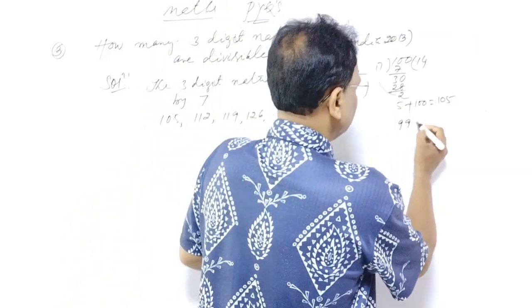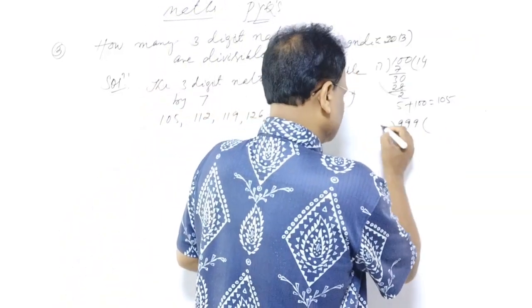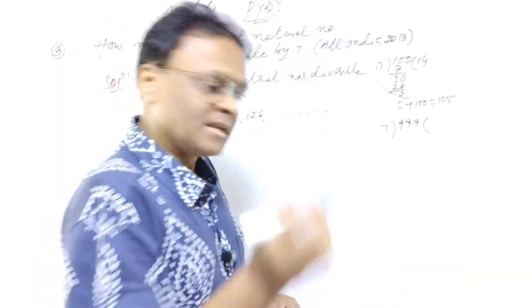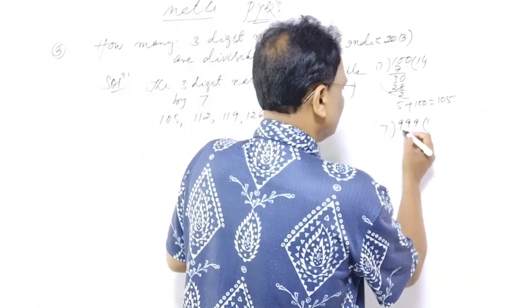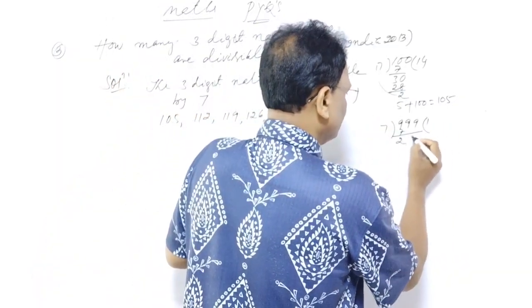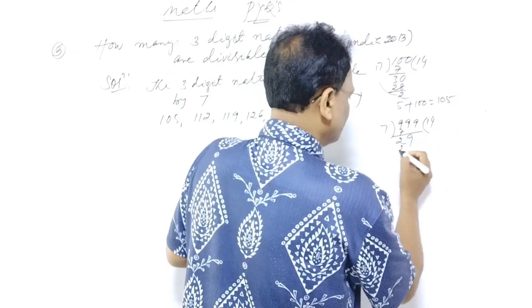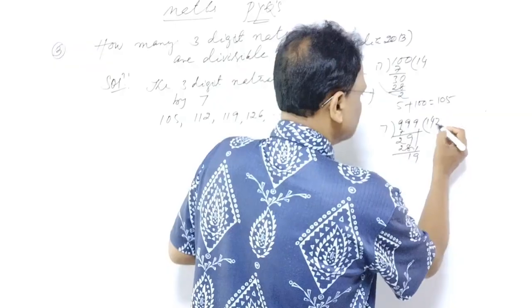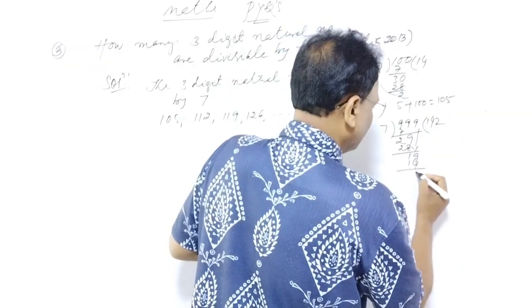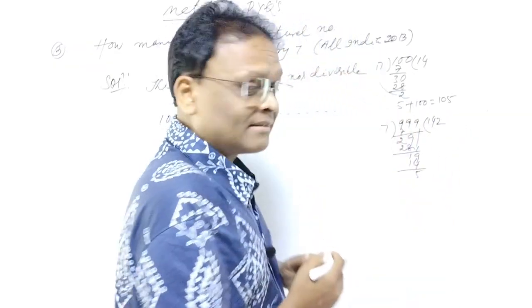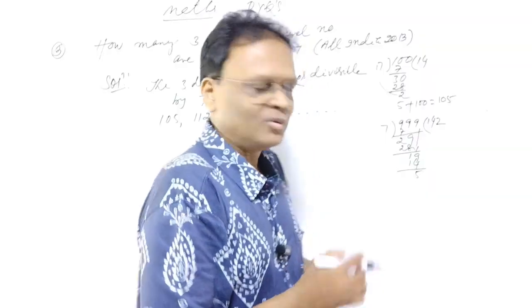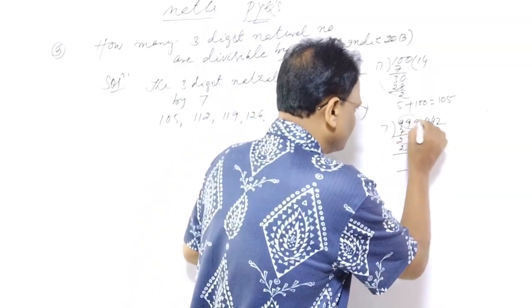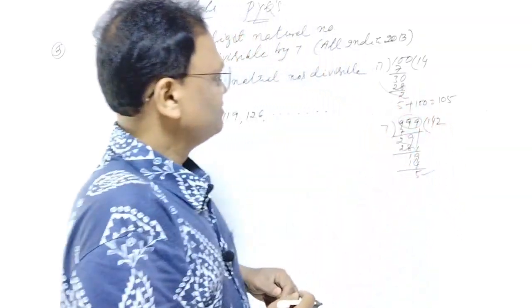So what is the last 3 digit number? The last 3 digit number is 999. I have to again divide by 7: 7 1 is 7, 2 9, 7 4 is 28, 1 9, 7 2 is 14. What remains? 5. But to get the last number, this time what do I have to do? I have to only subtract these two, this one and this one.